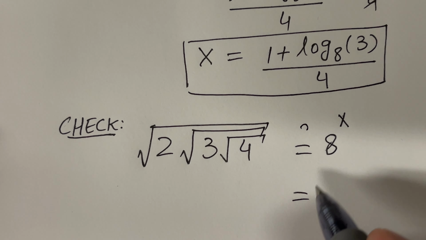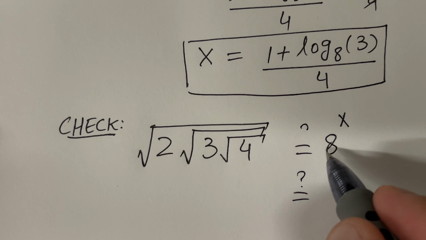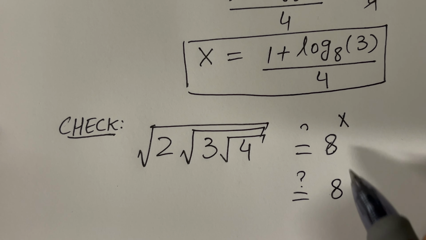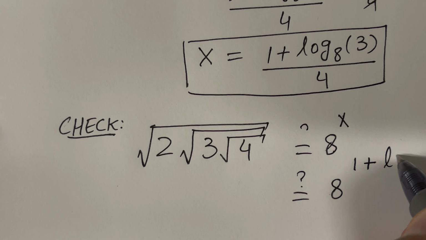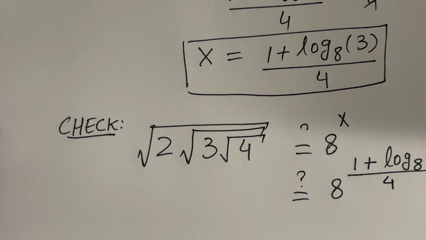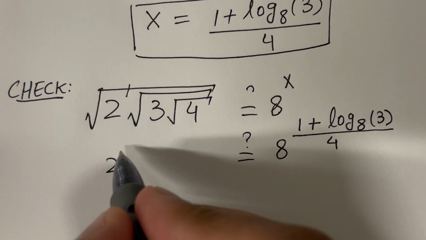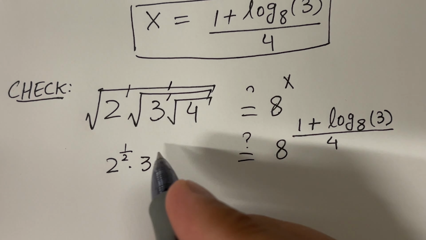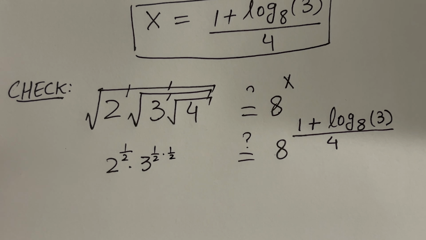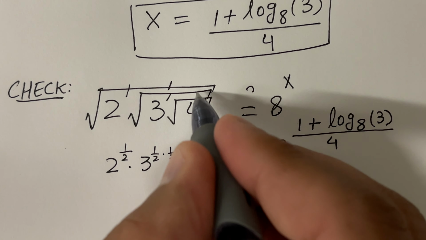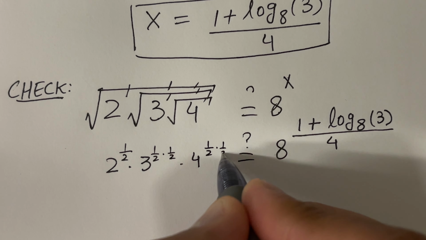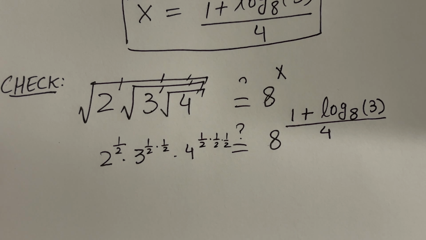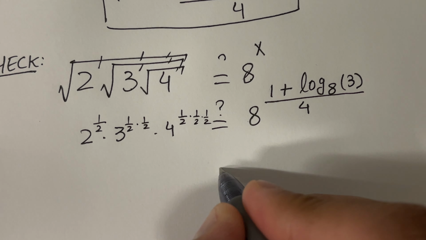You can see, we want to see if the left and right side are equal or not. Here we have 8 raised to the power, instead of x, 1 plus log base 8 of 3 divided by 4, and on the left hand side we have 2 raised to the power, square root means power 1/2, then power 1/2 for 3, and then we have 4 with 1 square root for each of them. Fine. And we want to see if these are equal or not.